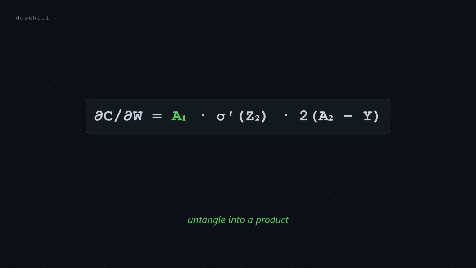For the weight feeding into the output node, for example, the chain rule gives a tidy 3-factor product. The activated hidden output times the derivative of the sigmoid evaluated at the output node times twice the prediction minus the truth. Every other weight in the network has its own 3 or 4 factor product of the same flavor. Backpropagation simply walks the network graph backward and gathers all of them in a single pass.